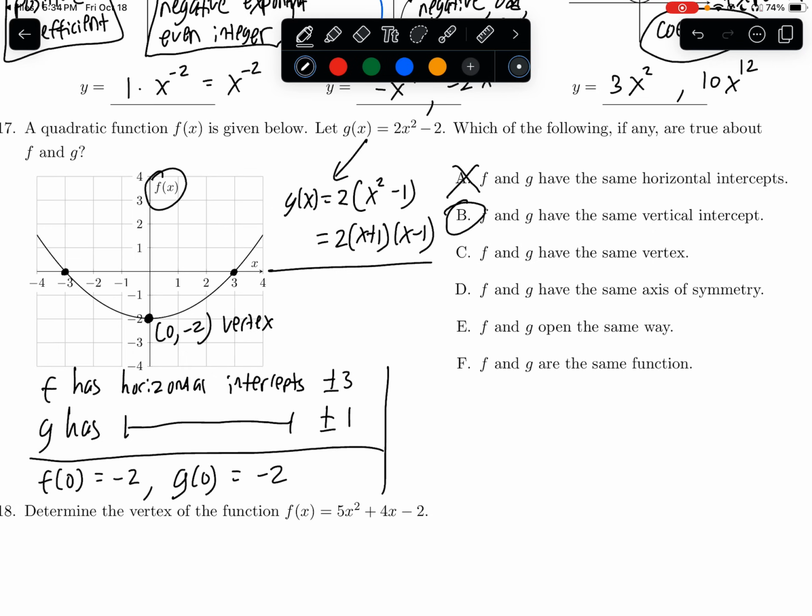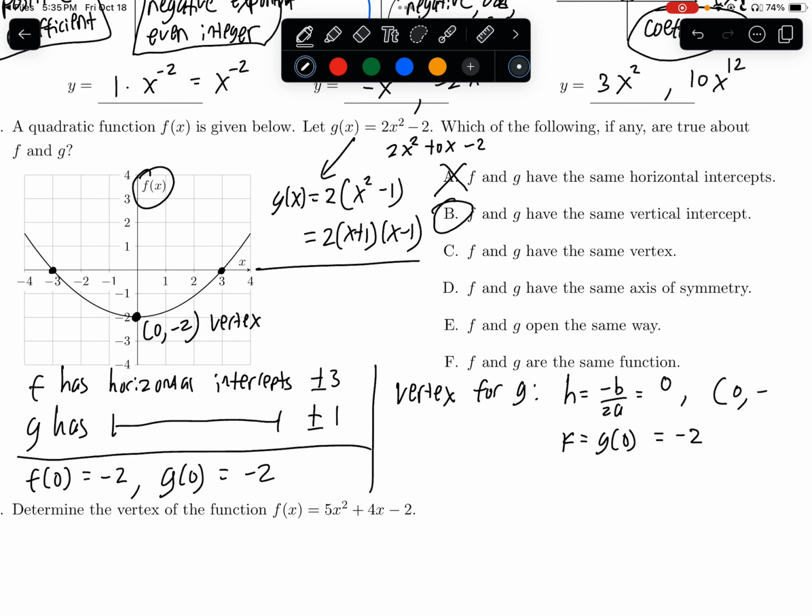And then what is the vertex for g? You could complete the square. You could graph it. But what might be easier is if you use h equals negative b over 2a, and from the way that g is defined here, b is 0, because this is 2x squared plus 0x, I guess you could write, minus 2. So b is 0, so h is 0. And then k is g of 0, which is negative 2. And that means that the vertex for g is 0, comma, negative 2, which is the same one that we had for f. So that is true.